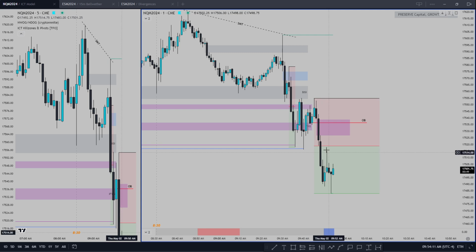Never got the premium run. Still holding this gap. I think probably got 20 points off that too. Yeah.